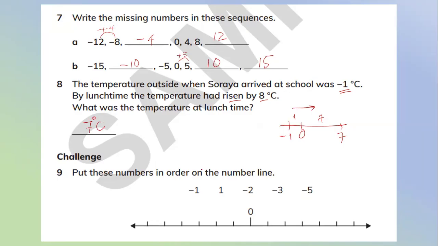Number 9, put these numbers in order on the number line. Okay. 0 to the left, 0 is -1, -2, -3, -4, and this is -5. And +1 is to the right of 0.